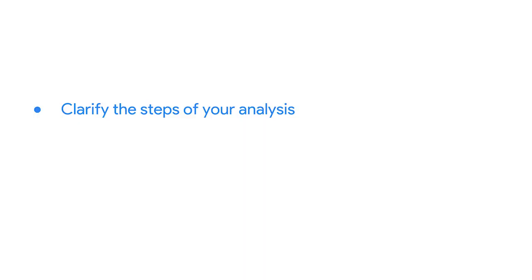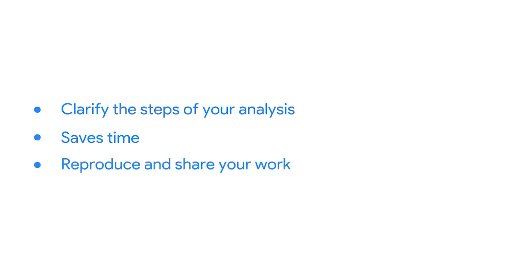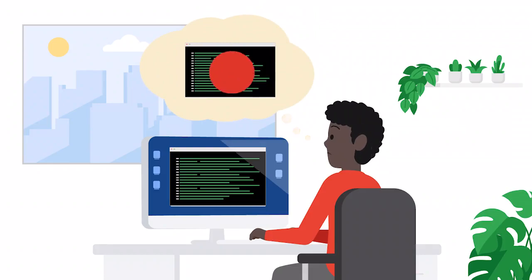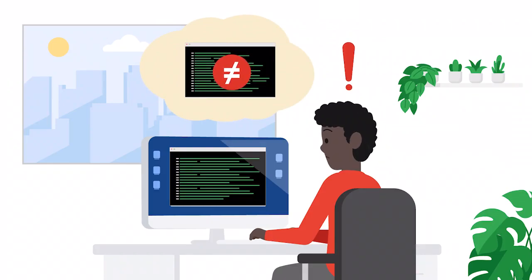I'll highlight 3. Programming helps you clarify the steps of your analysis, saves time, and lets you easily reproduce and share your work. Let's start with clarity. Programming languages have specific rules and guidelines for giving instructions to the computer. When you're telling a computer what to do, your instructions have to be very clear. There can't be any inconsistency in the way you write code. If there is, the code won't work. Translating your thoughts into code forces you to figure out exactly how to write each step of your analysis and how all the steps fit together. It gives your analysis a level of precision that makes it really powerful.